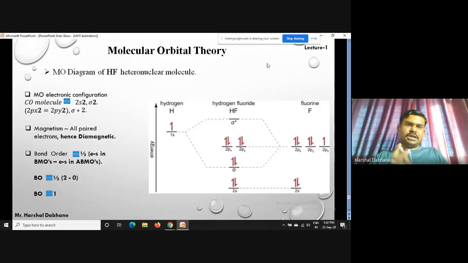Finally we have the HF molecule. It is a simple molecule, and there is a greater electronegativity difference between these two elements. The first one is hydrogen, the first member of the periodic table, and fluorine is the most electronegative element in the periodic table. Hydrogen has atomic number 1, so it is 1s1. Fluorine has atomic number 9, with electronic configuration 1s2, 2s2, 2p5. These are the electronic configurations of both elements.